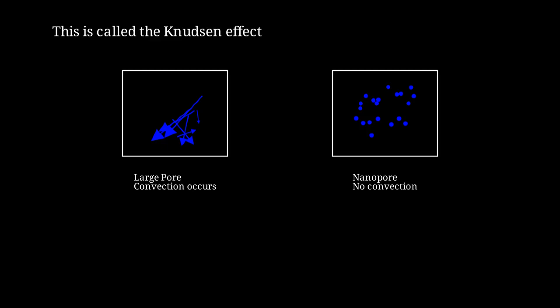In large pores on the left, air molecules can move collectively, creating convection currents shown by blue arrows. In nanopores on the right, molecules shown as blue dots are essentially frozen in place by constant wall collisions.